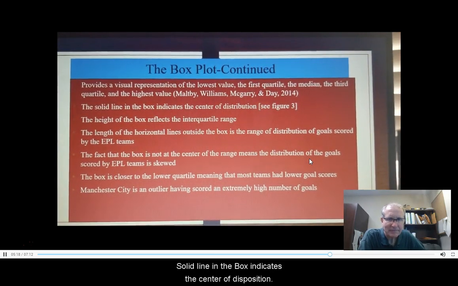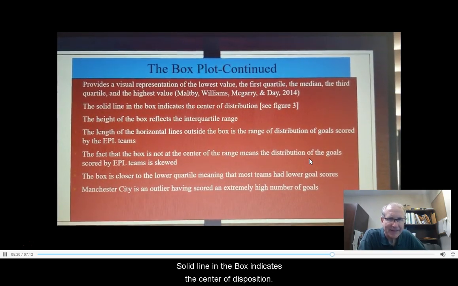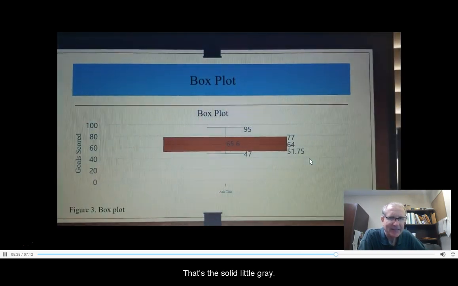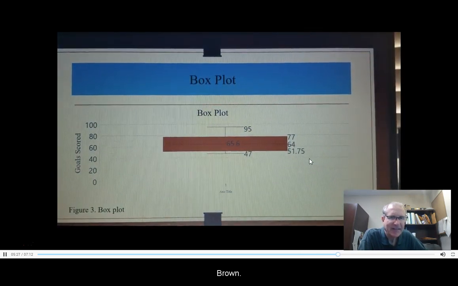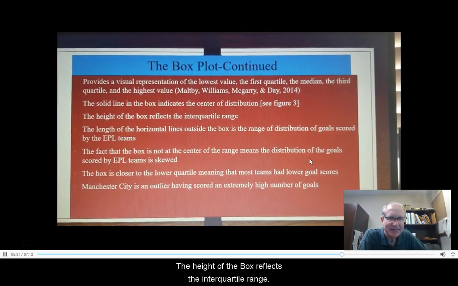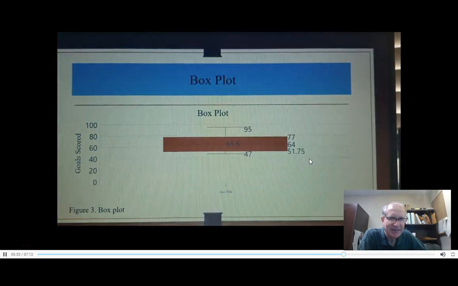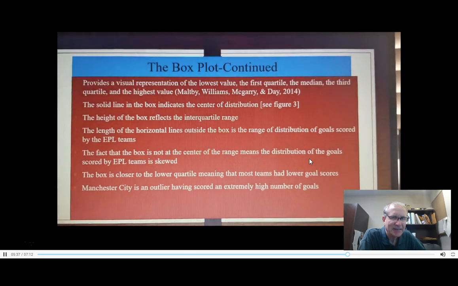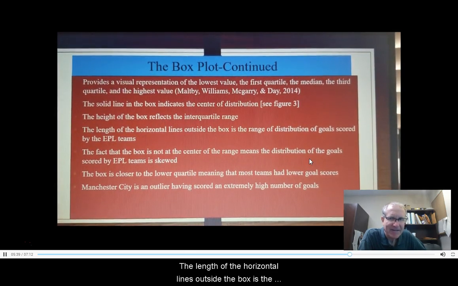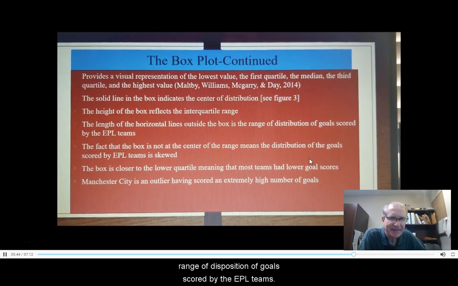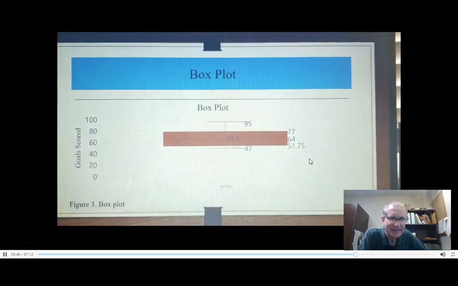The solid line in the box indicates the center of disposition. That's the solid little gray-brown line. The height of the box reflects the interquartile range. So 95 and 47. The length of the horizontal lines outside the box is the range of disposition of goals scored by the EPL teams.